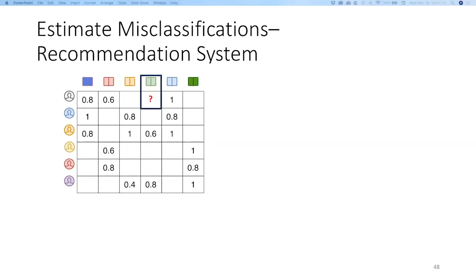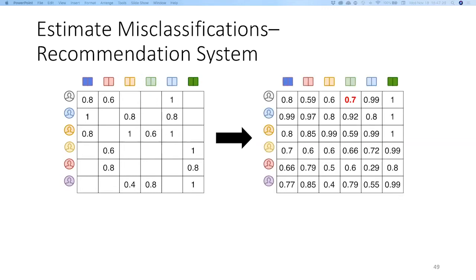So therefore, they would want to use a recommendation system to see what the potential rating of this user would be for this book if they actually read this particular book. By running the recommendation system, we see that user 1 would potentially rate the green book as 0.7. Now let's try to understand how this number came about. We can see that user 1 and user 3 are similar.